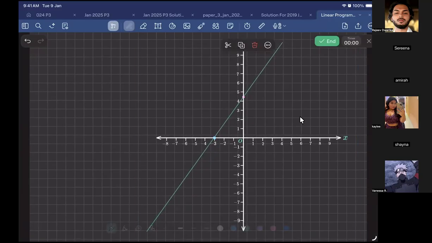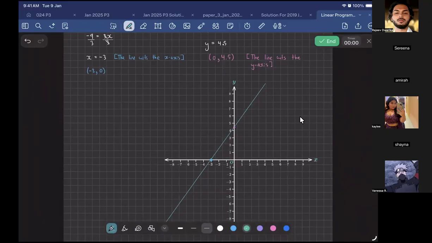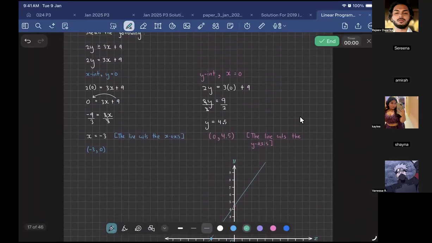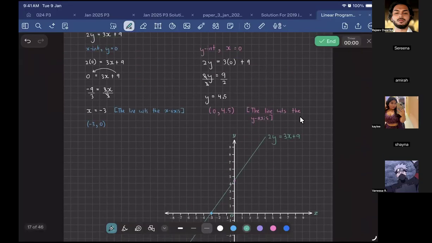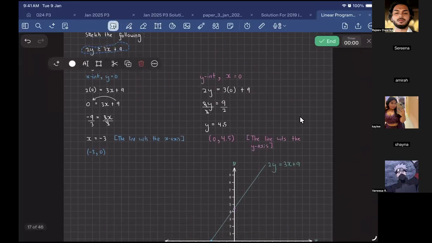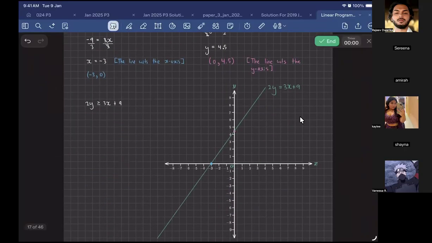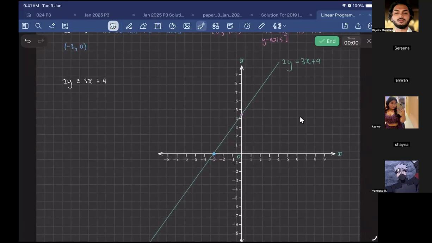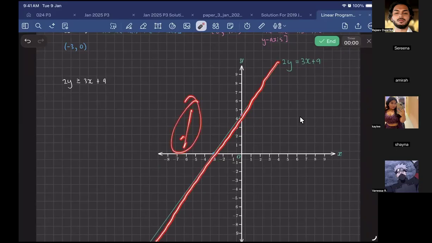Okay, great. And here, guys, when you draw your line, you need to put the equation of the line. So Vanessa, what is the equation of the line? Not inequality, the equation. 2y is equal to 3x plus 9. Right, 2y is equal to 3x plus 9. Okay, great. And our inequality says that it needs to be more than or equal to. So can we both see that this line is cutting the graph into this region and this region?